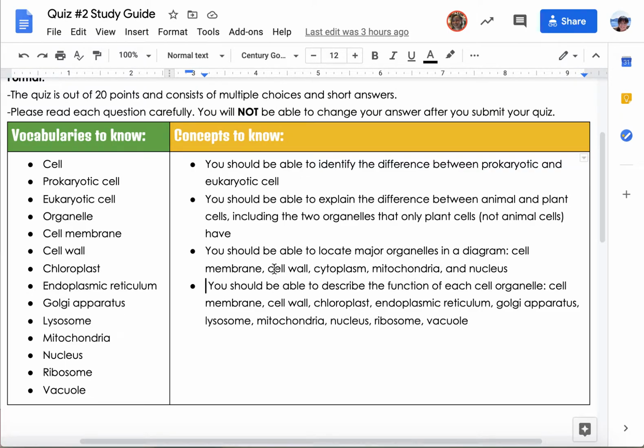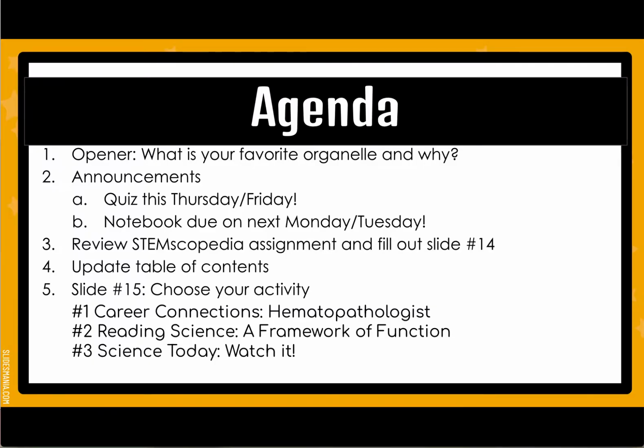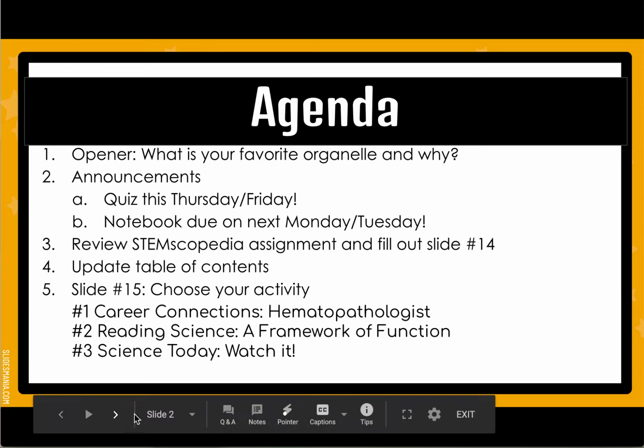So the first 3 are pretty easy to identify, but the 2 organelles that I do want you to know are nucleus and mitochondria. For other parts like lysosome and the endoplasmic reticulum, you do need to know the function, but the 2 organelles that I do want you to recognize are mitochondria and nucleus. So let me show you that in your notebook.